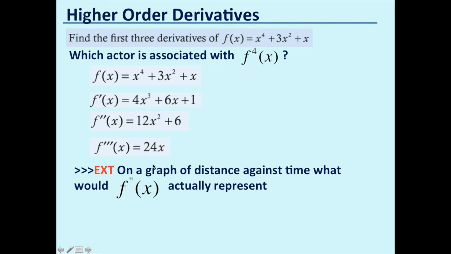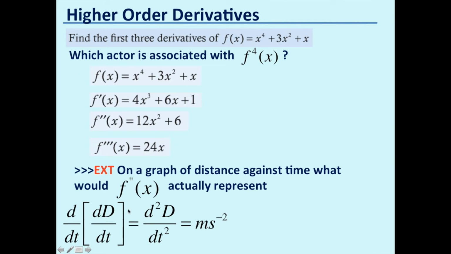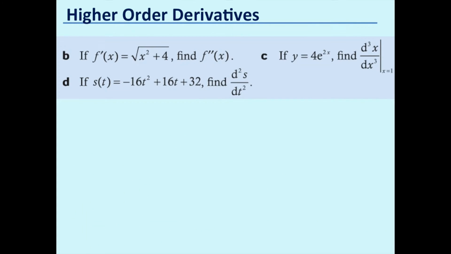so I will leave you to post your answer to this one on the OLP. As an extension, you might want to have a look at a graph of distance against time and think about what f''(x) would actually be. Here, if we've got distance against time, the gradient would be dd by dt. The gradient of this would be d by dt of dd by dt, which would be d squared d over dt squared, which we would measure using meters per second squared, which represents acceleration.